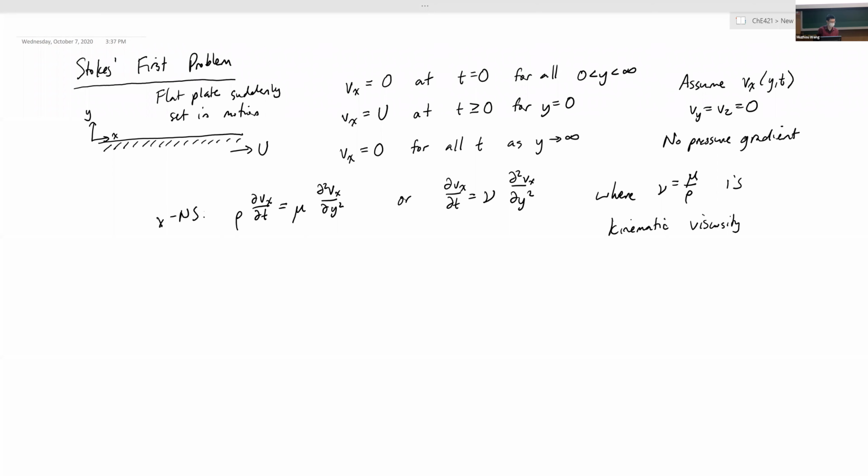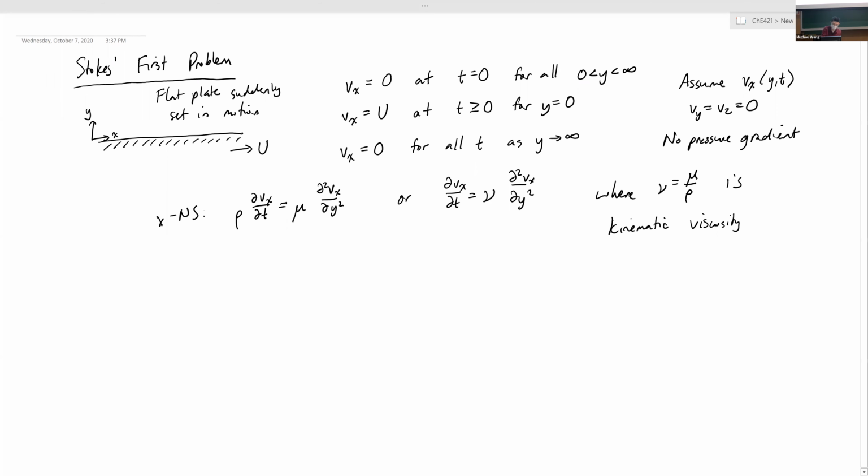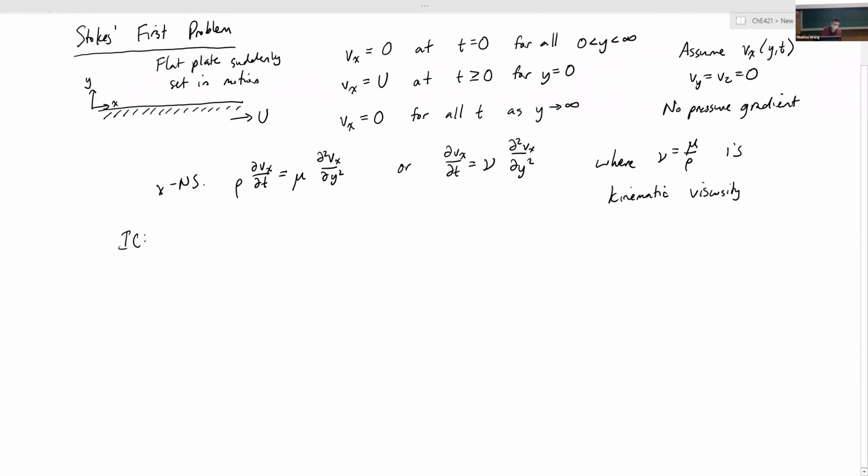It's called a kinematic viscosity. Okay, and let me just rewrite these boundary conditions a little bit and actually give them a name. I'll call this thing here an initial condition. This is Vx is equal to 0, at t is equal to 0, y is greater than 0.